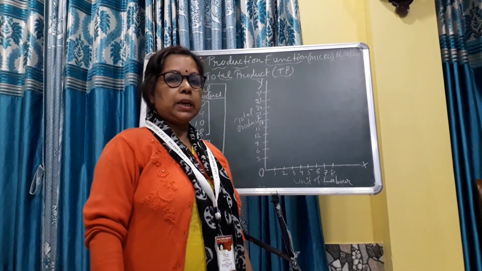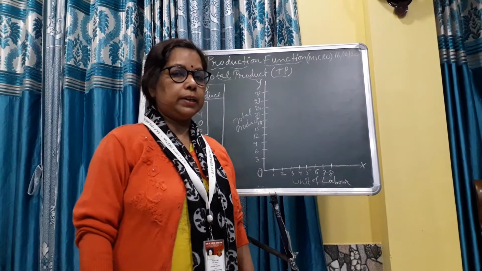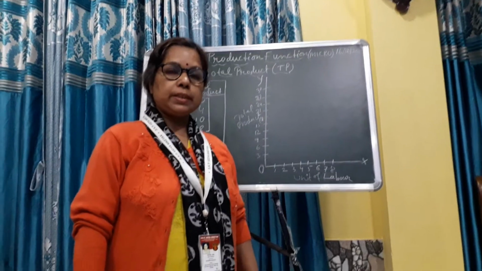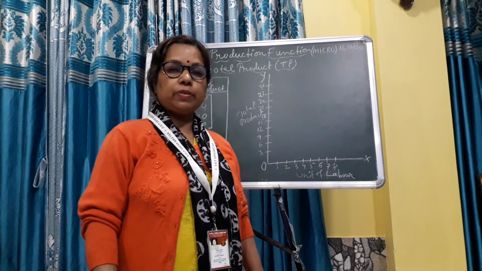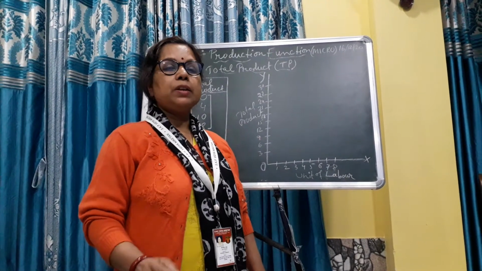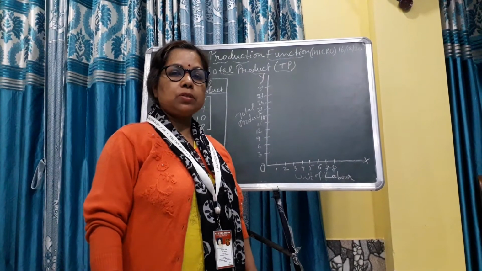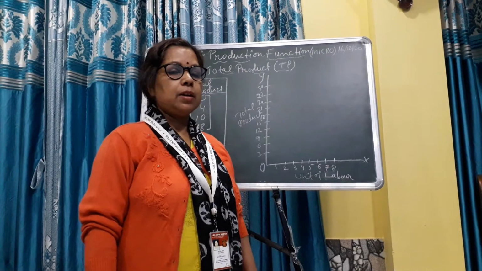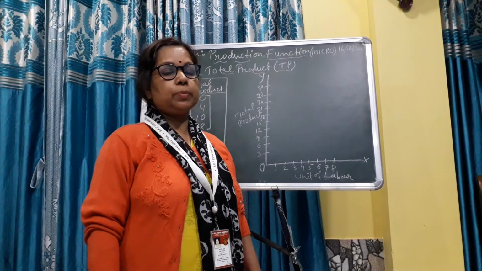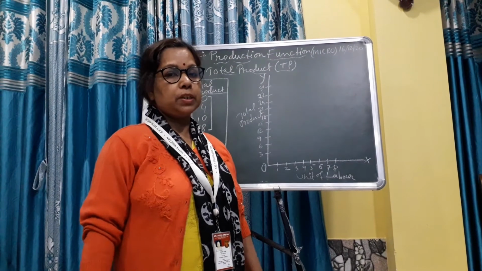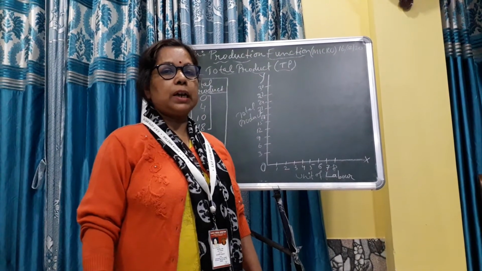So for total product, we have seen total quantity, and inputs means two types of factors, variable factors and fixed factors. Variable factors means labor, wages, and fixed factors means land. So with the help of these fixed and variable factors, when the total quantity of a commodity is produced within a given period of time, it is known as total product.